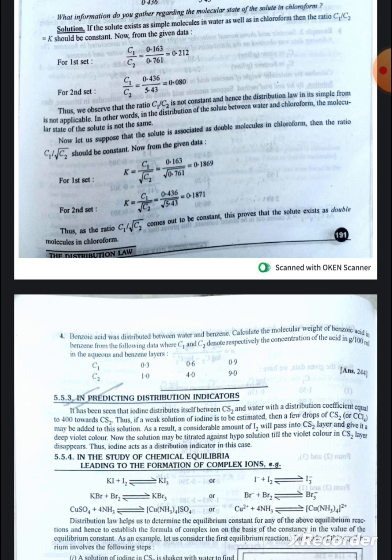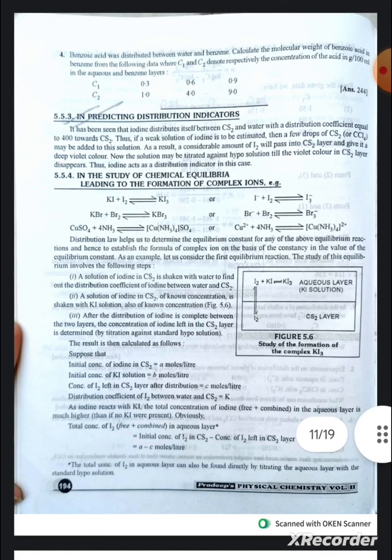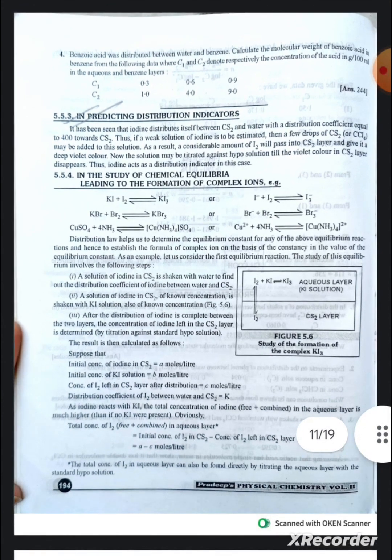Fourth is in the study of chemical equilibria leading to the formation of complex ion. Example, KI plus I2 gives KI3. KBr plus Br2 gives KBr3 and so on. Distribution law helps us to determine the equilibrium constant for any of the above equilibrium reactions, and hence to establish the formula of the complex ion on the basis of the constancy in the value of the equilibrium constant.